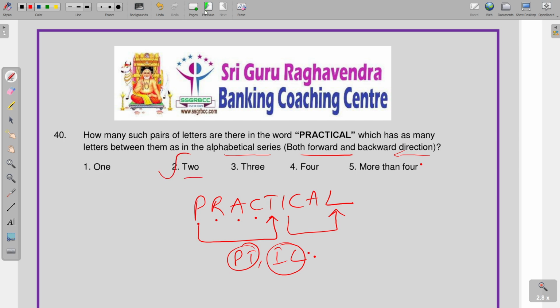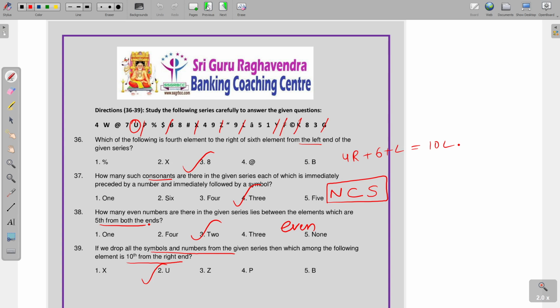So it is the complete paper of IBPS RRB PO and clerical reasoning paper. We solved a total of 40 questions.